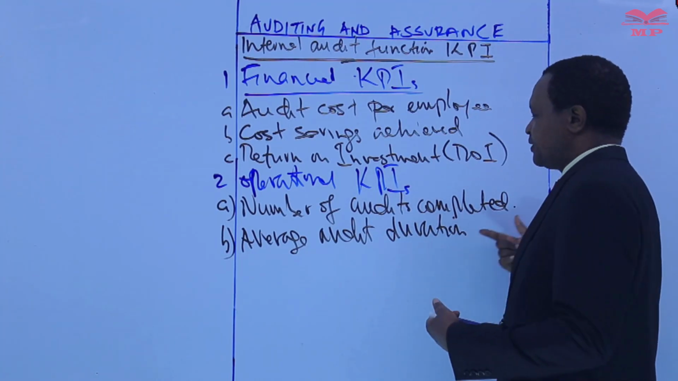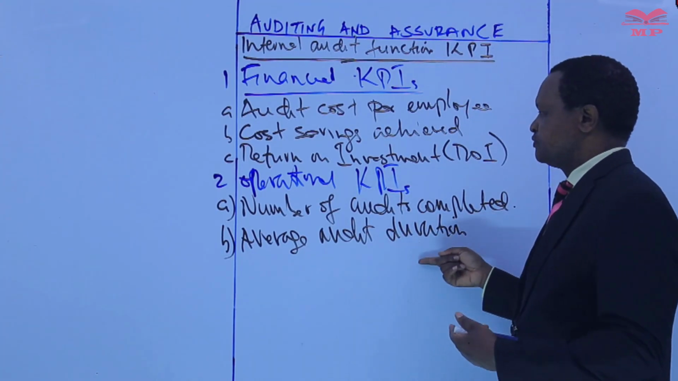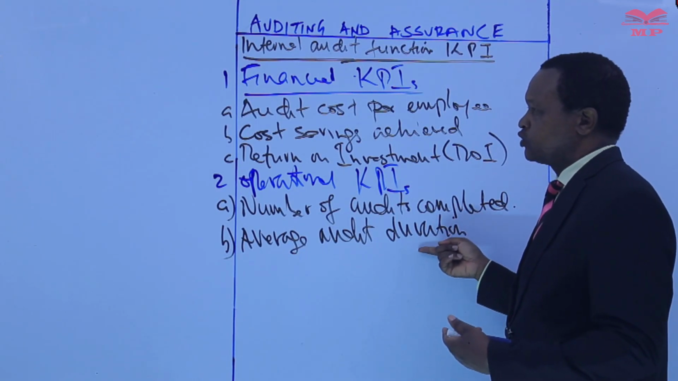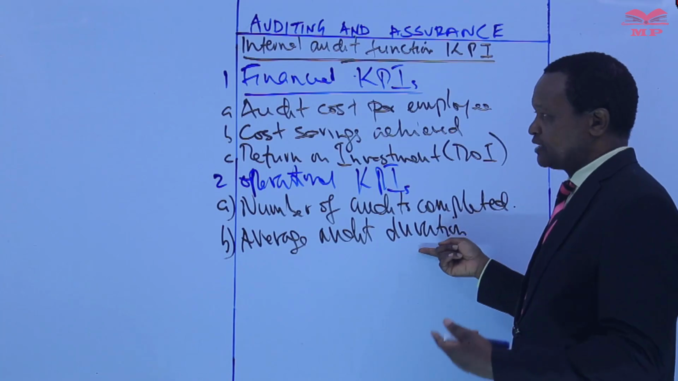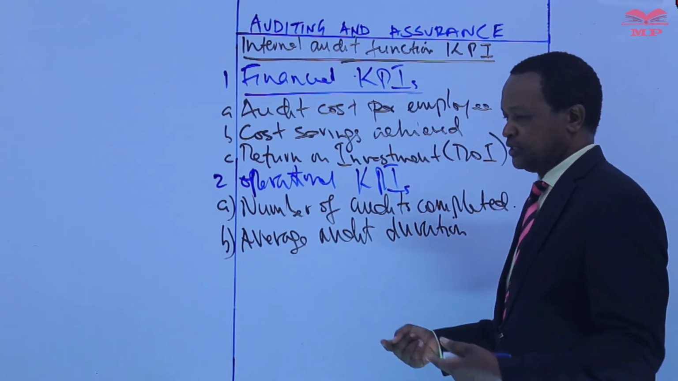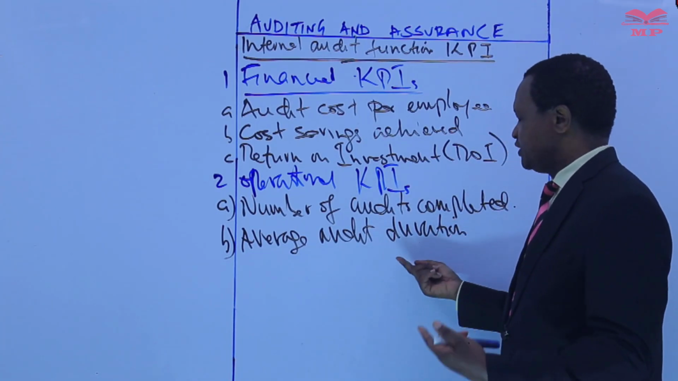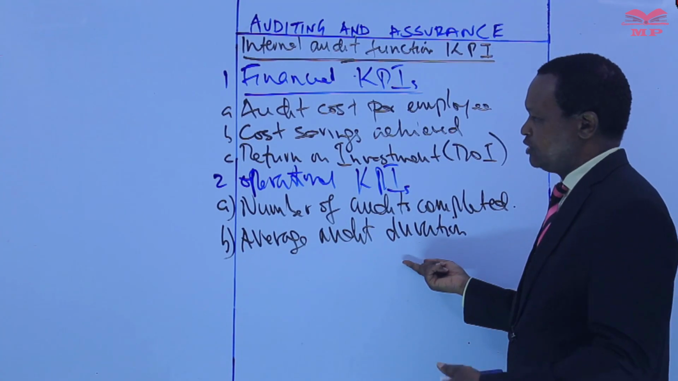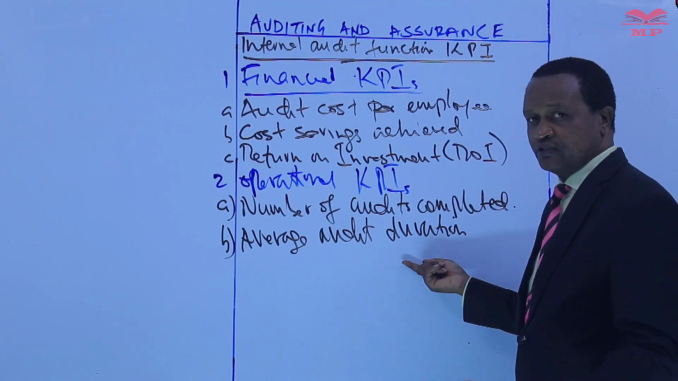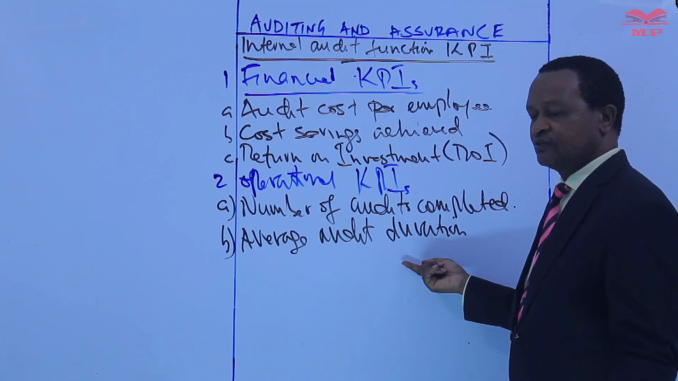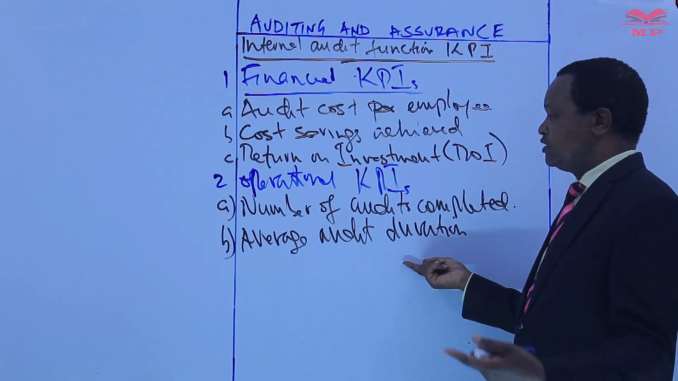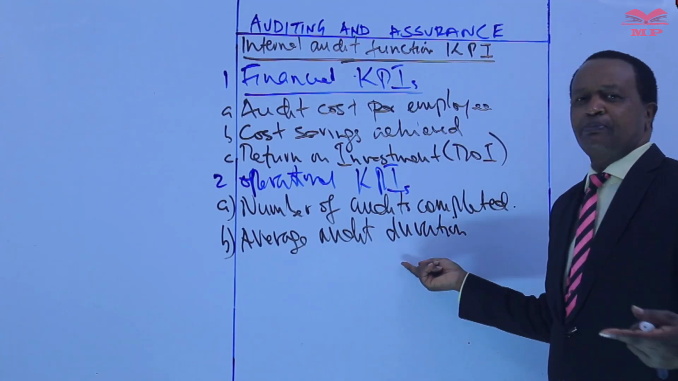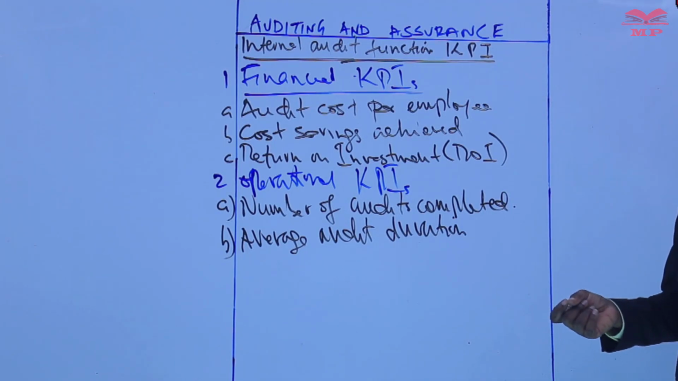So the purpose for these key performance indicators is to help the company or the department identify areas of improvement. Maybe if the duration is too long, it could be the staff are not well trained, they are not efficient, or the department does not have the relevant resources to complete projects as planned. You understand?